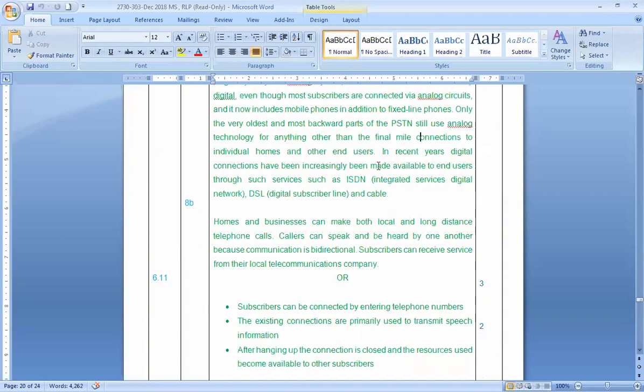Okay. In recent years, digital connections have increasingly been made available to end users through services such as ISDN, Integrated Services Digital Network. These days, with these connections, you are even able to get internet connections. You are able to even get connected to the televisions, and these days televisions require internet. If you just give them an internet connection, right? So that should be sufficient with the broadband connections given.